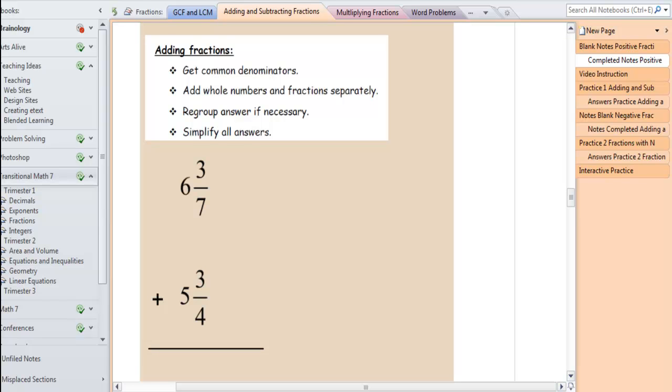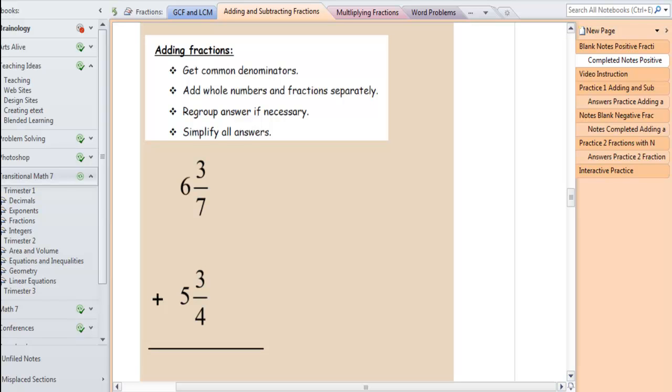Here are the basic steps for adding fractions. You need to get a common denominator, and we already talked about how to do that using the least common multiple. Then you're going to add whole numbers and fractions separately. So we'll add the 6 and 5 separately, then we'll add the fractions. Then you regroup if necessary and simplify all your answers.